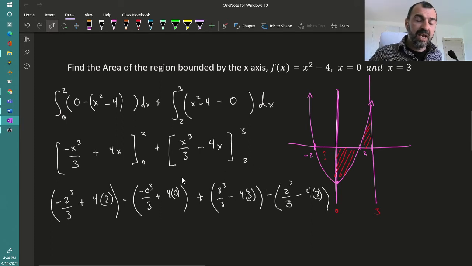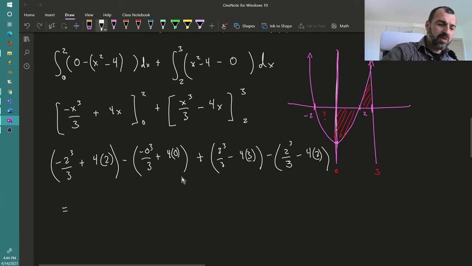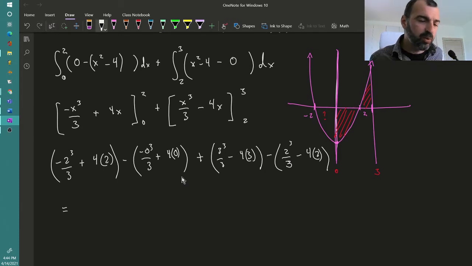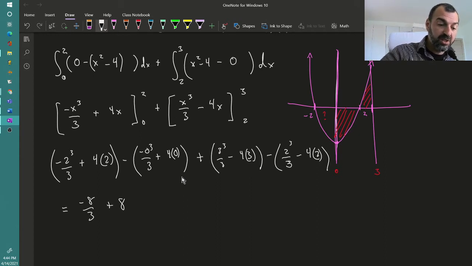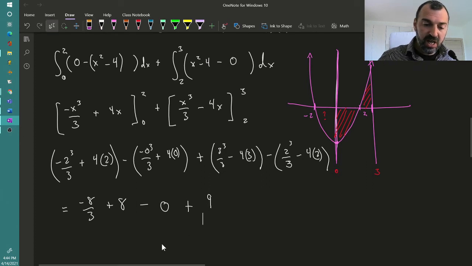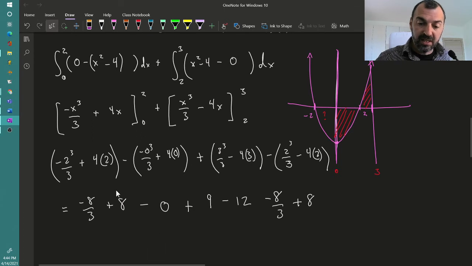As you simplify all of this, I did this one beforehand because I was almost sure I was going to make a mistake. It's negative 8 over 3 plus 8, minus all this stuff is 0, plus 9, right? Because this is 27 over 3, which is 9, minus 12, minus 8 over 3, or plus, actually, 8, because this negative becomes an 8. When you do all of this, your numbers become 8, 12, 9. Looks like we're going to end up with a 15.